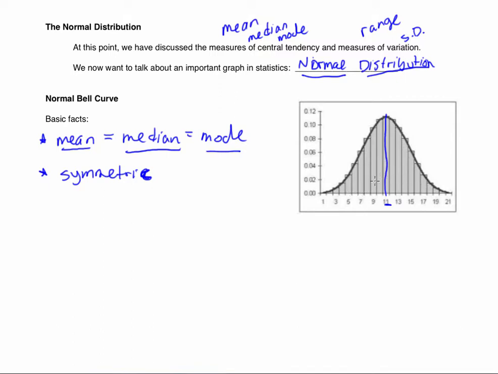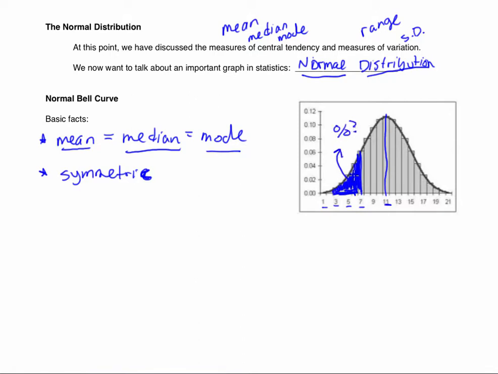A question we might ask in the future is, what percent of scores, or in this case the number of questions correct, received less than 7 correct? So what I would be looking for is what percent is less than 7? I would actually be looking for this area of the curve. And eventually we can figure out what this percentage is.